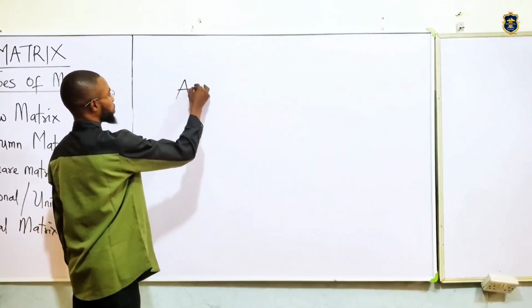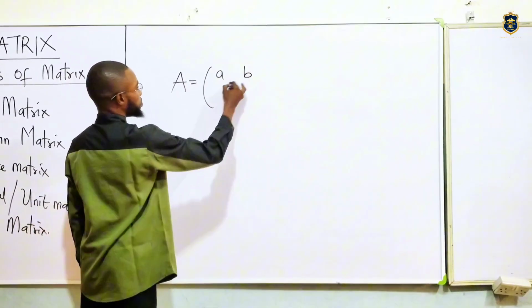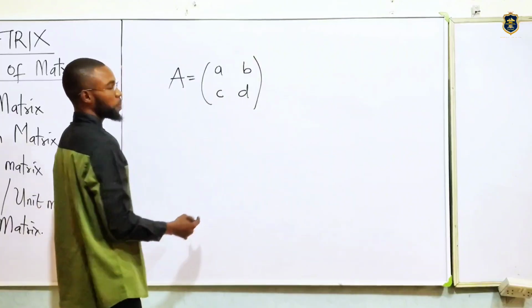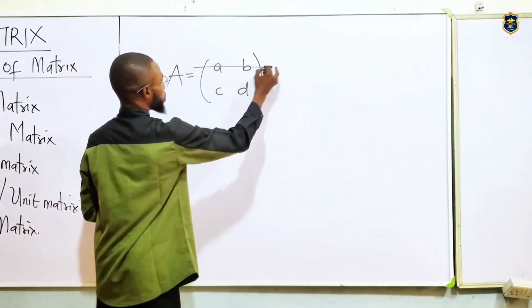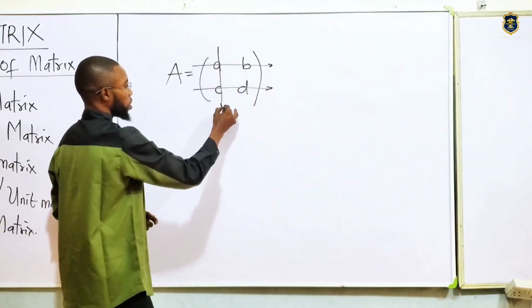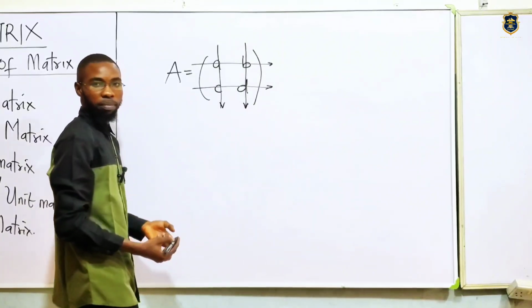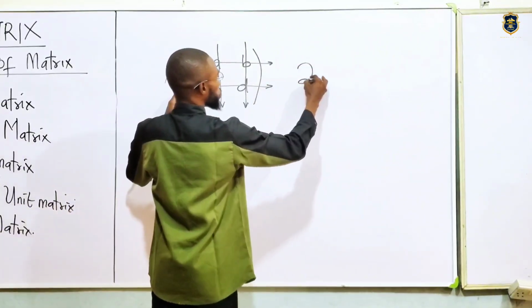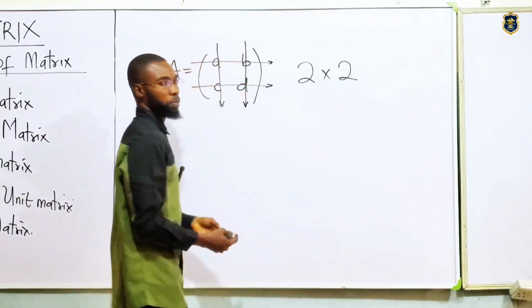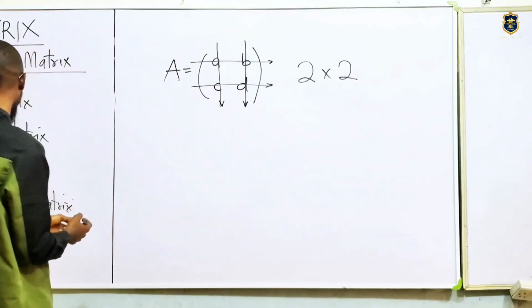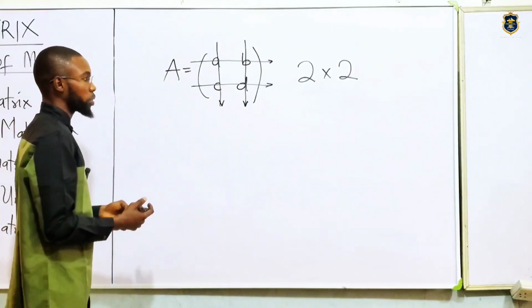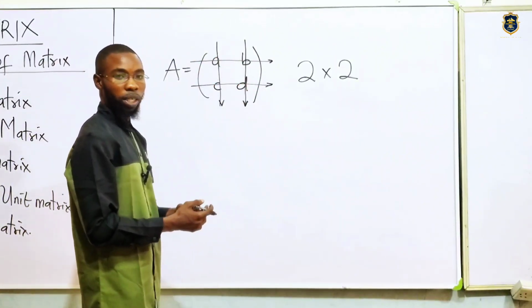If we have a matrix as A, B, C, and D, you realize that the number of rows and the number of columns are the same, they're equal. So for this we have 2 rows and 2 columns. That is what we mean when we talk about the square matrix, right? The square matrix is simply a matrix that has equal rows and equal columns.